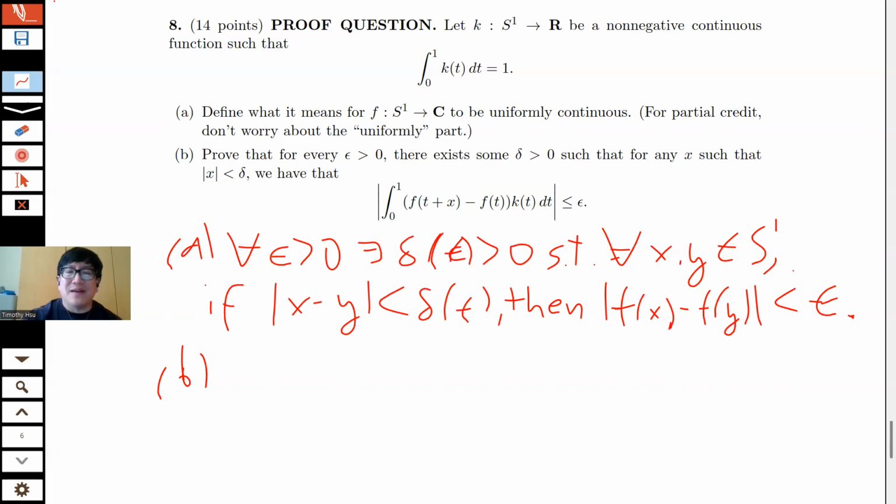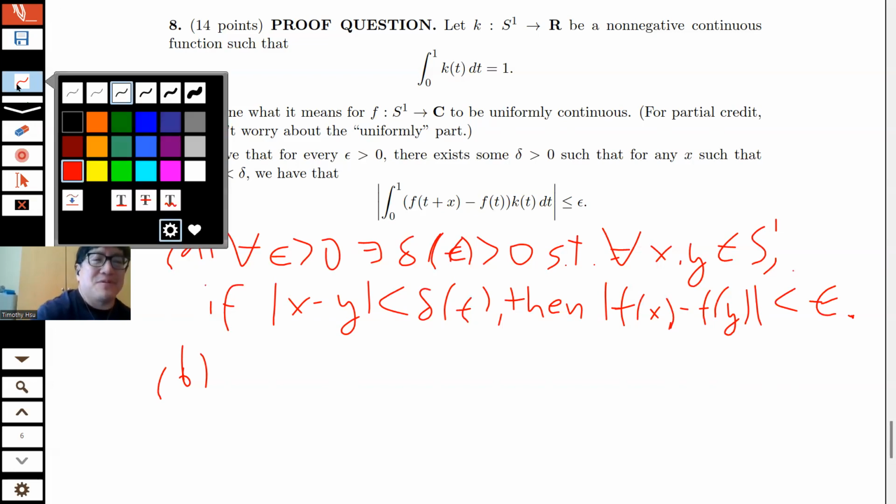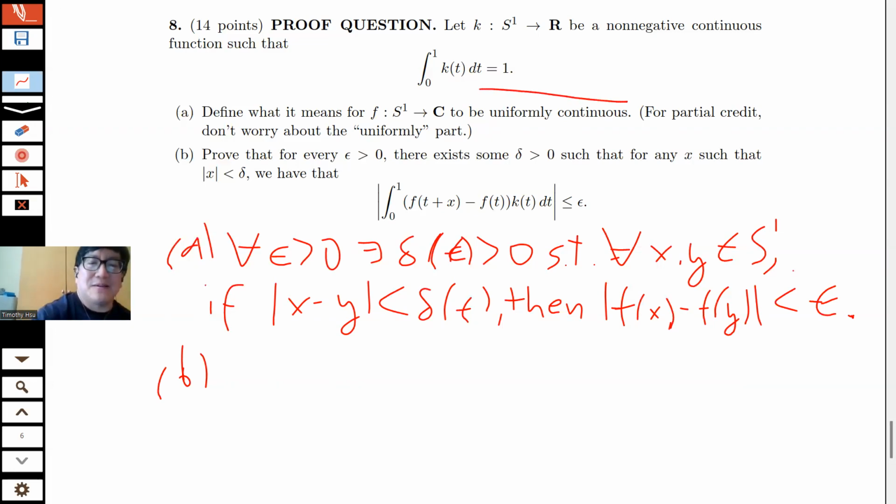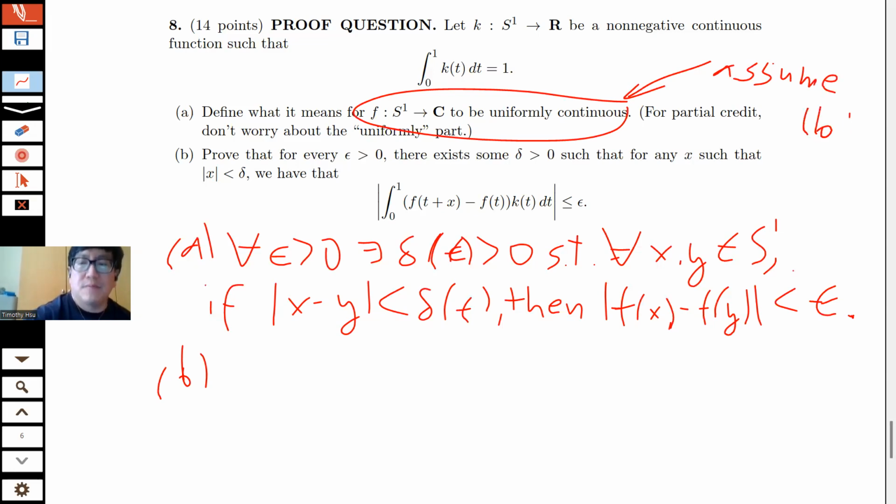Oh, and there is a missing assumption. Whoops, my bad. Well, good thing we did this. So this is to be assumed. We're going to assume this in part B. Otherwise, part B doesn't make a whole lot of sense. So we're going to assume that f is uniformly continuous.